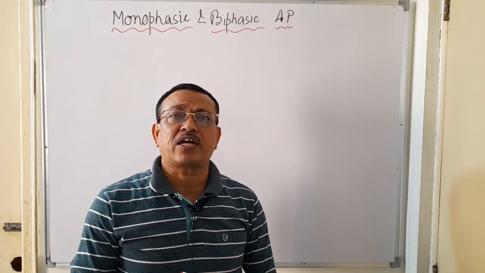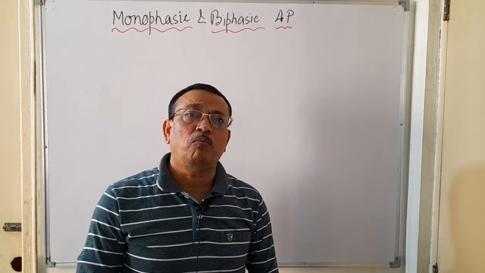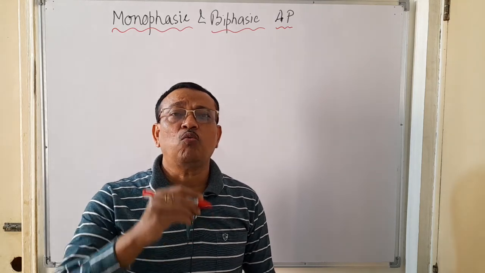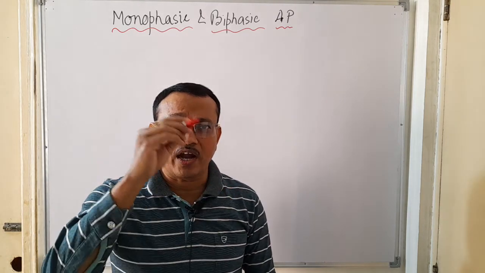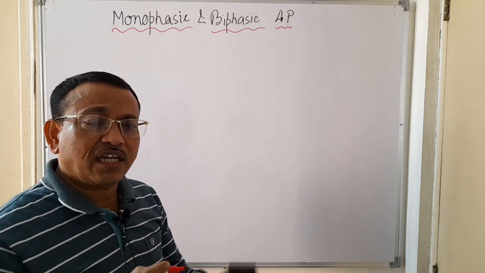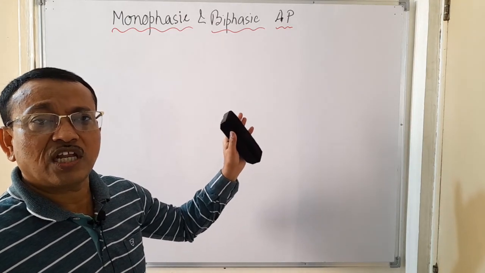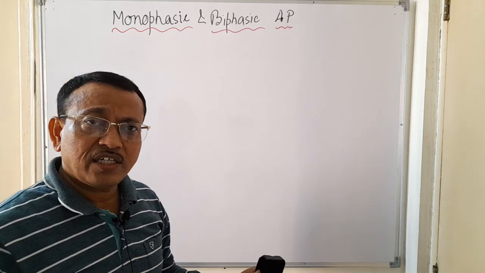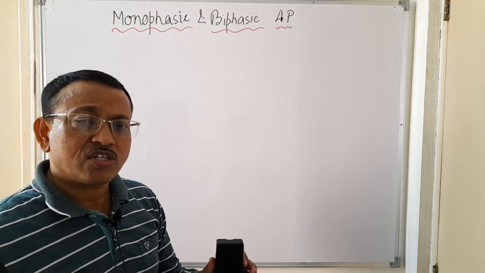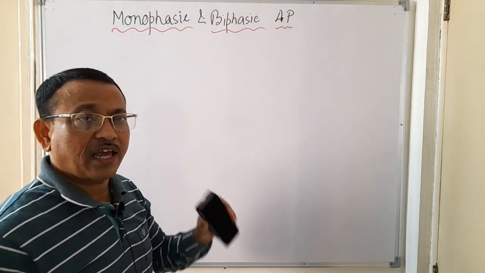So that type of action potential we talked about in the last few videos is known as the monophasic action potential, because this is in only one direction, or unidirectional. So let us see in detail how these monophasic and biphasic action potentials can be recorded and what their importance is. So I would request you to watch this video till the end.